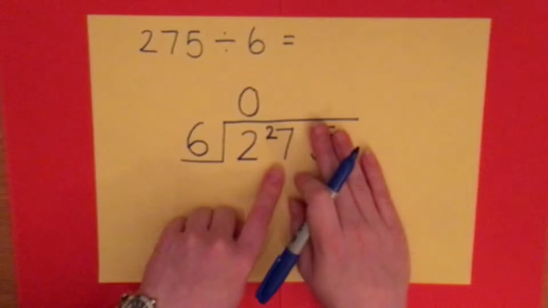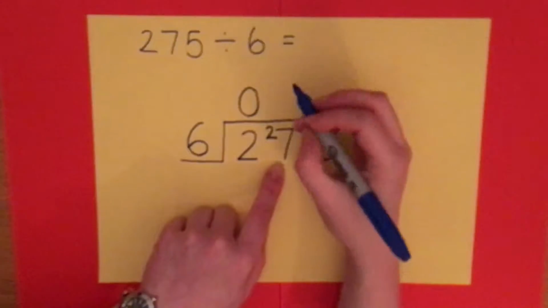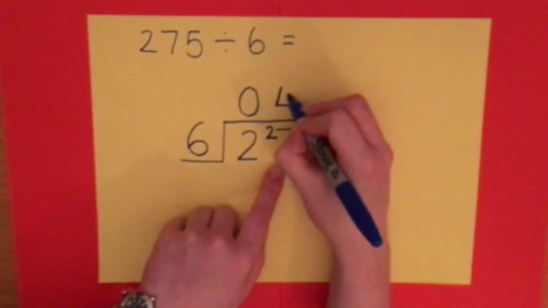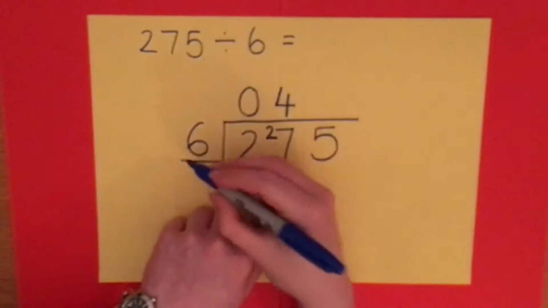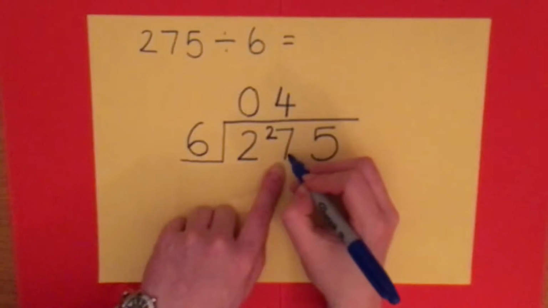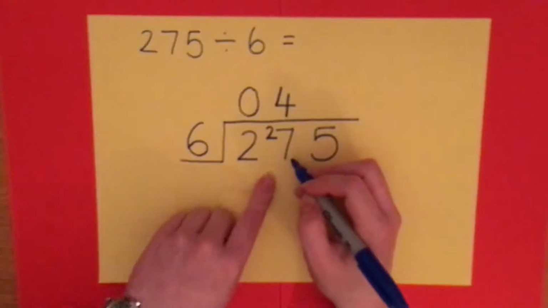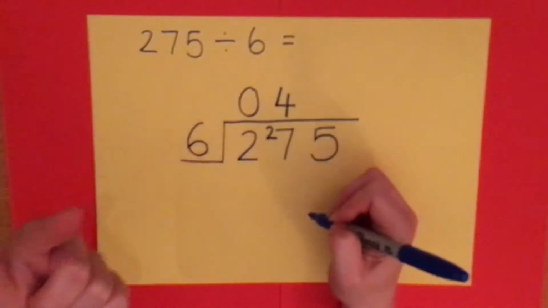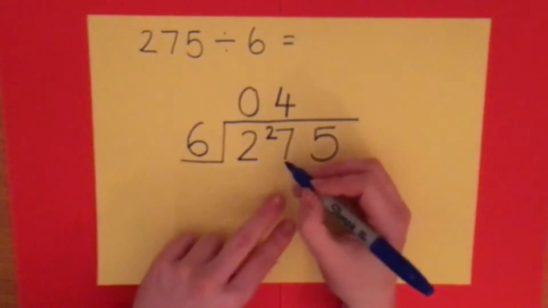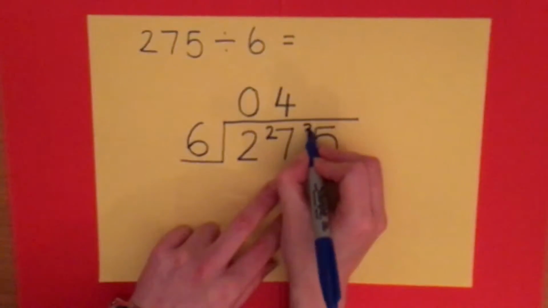Okay, so how many 6s get me close to 27? Well, 6 times 4 is 24. 6 times 5 is 30. And that's too many. So it'll have to be 6 times 4. So 6 times 4 gets me to 24. And how many more do I need to get me to 27? 25, 26, 27, 3. My remainder is 3 that I carry over.